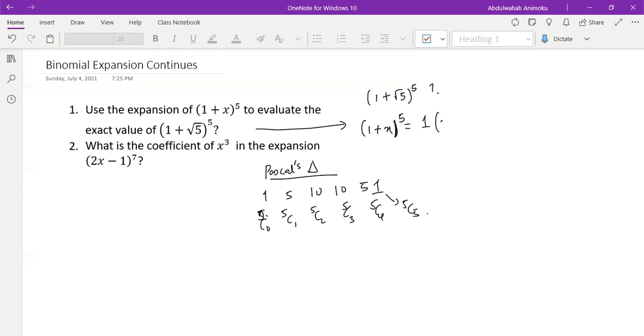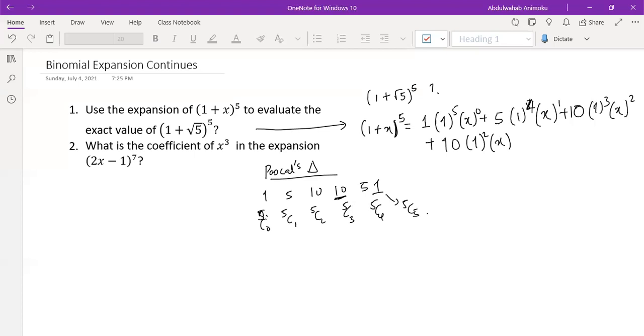So this is 1. Then the first term raised to the power 5, the second term raised to the power 0. Then we have 5. Reduce the power by 1, then increase the power of x by 1. Then we have 10 next. Reduce the power of the first term by 1, increase the power of the second term by 1. Then plus again 10 is the next coefficient. So we are following the coefficients 1, 5, 10, 10. Reduce the power of the first term by 1, increase the power of this one by 1, and then 5 again. Reduce the power of this by 1, increase the power of this by 1, then 1. Reduce the power of this by 1, increase the power of this by 1. Okay.